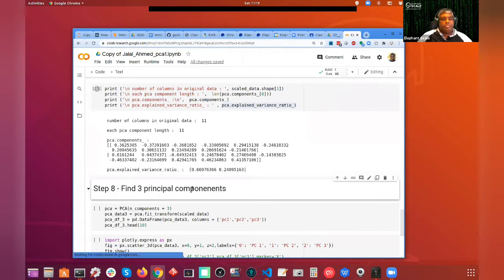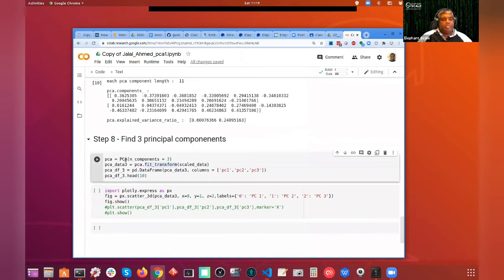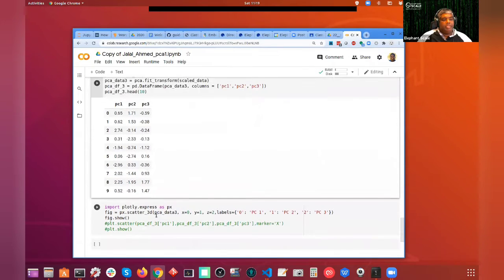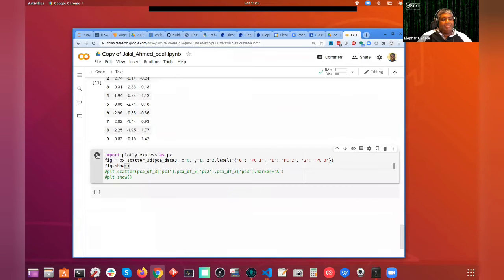The next one is where I asked you to do 3 components. Same thing: a new PCA with n_components 3. There we go, that's it. Let's do it. Okay, interesting. Let's see how this graph looks.